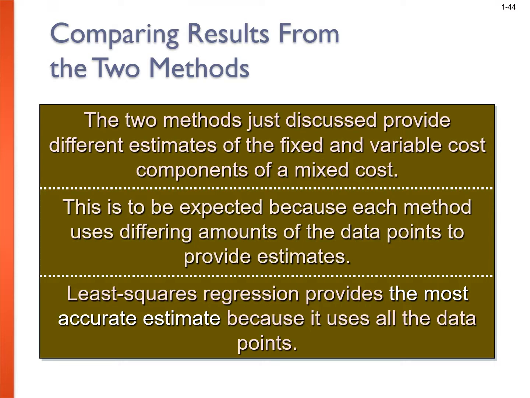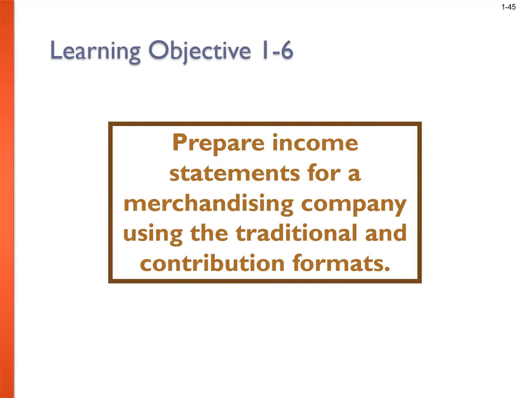So which method should you use? Well, the two methods just discussed provide different estimates of the fixed and variable cost components of a mixed cost. This is to be expected. It's two different methods. So least squares regression provides the most accurate estimate because it uses all of the data points. High-low is just taking the difference between your highest and your lowest. It's more of an estimate, whereas with regression, you're using every single data point, putting that information into software that will give you information back on how well you can use this to determine cost changes because of a straight line. Just different methods. You don't have to do a least squares. We just want to make you aware that it is out there. Not at this point anyway.